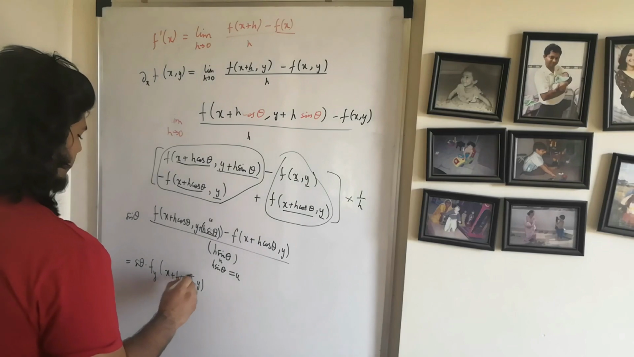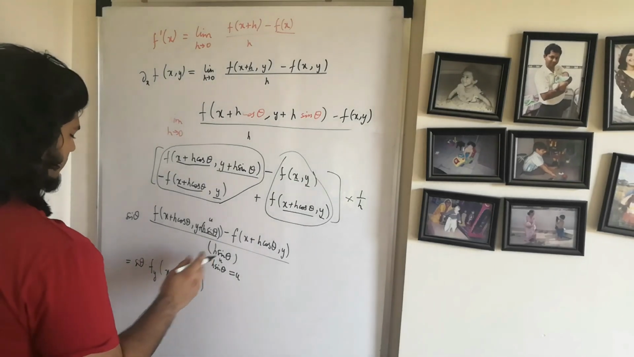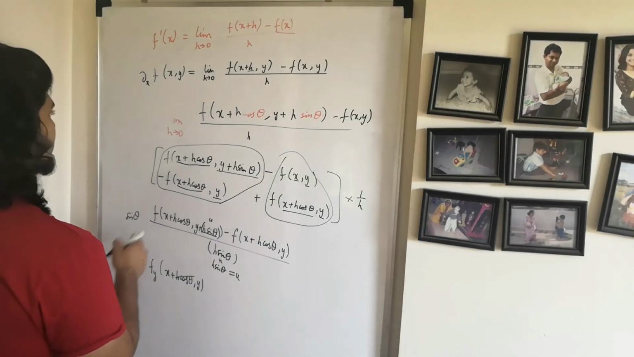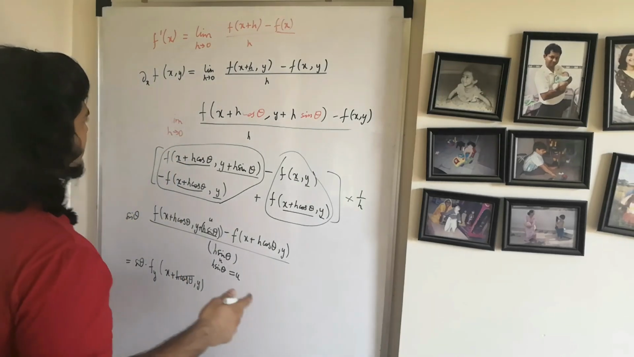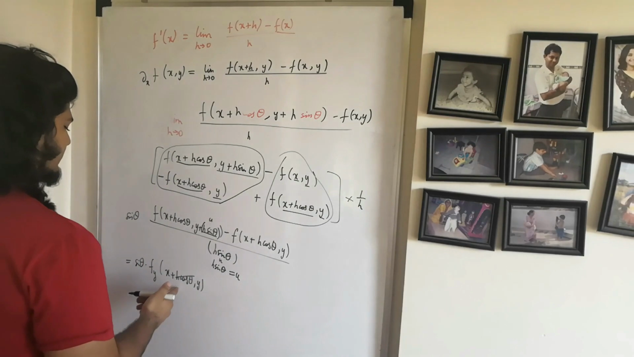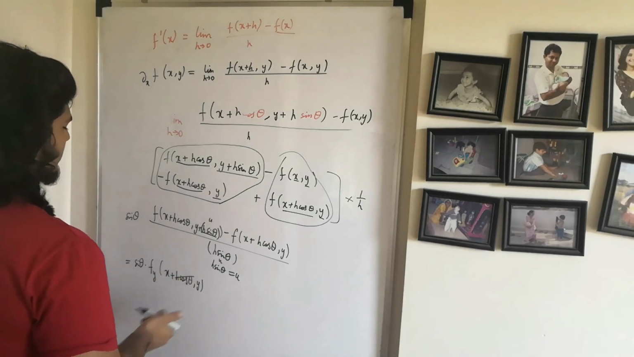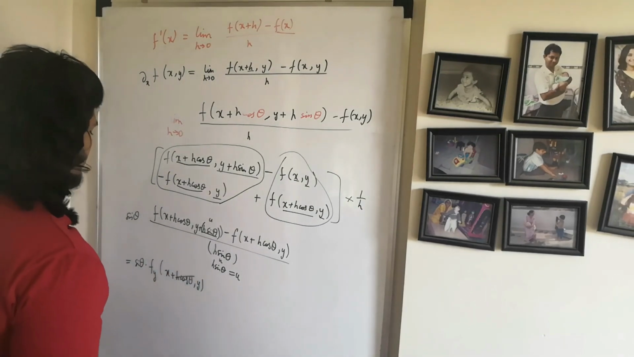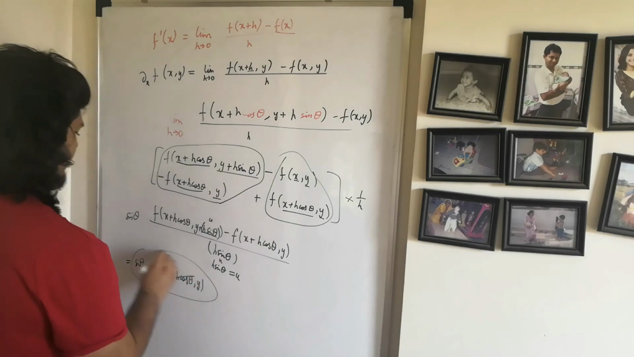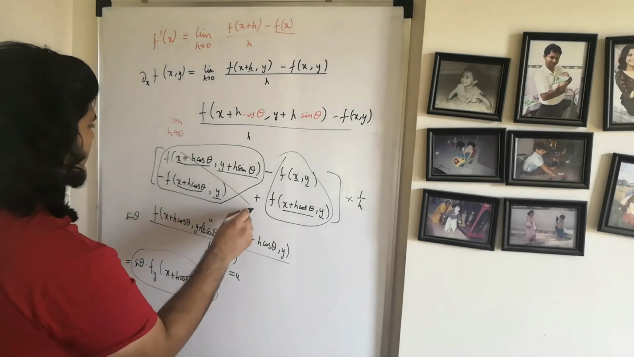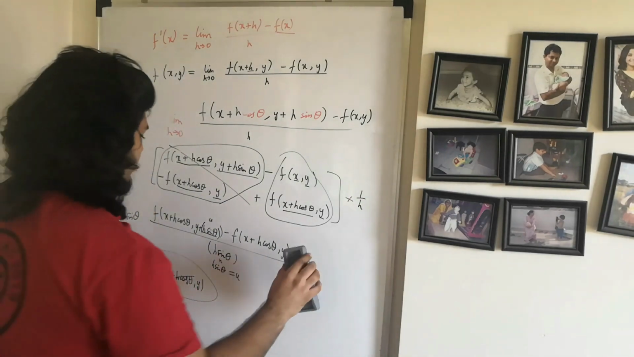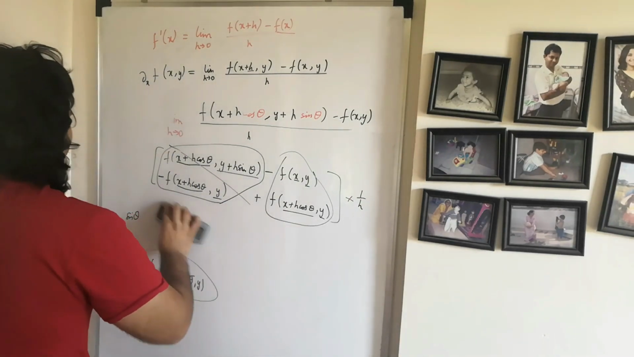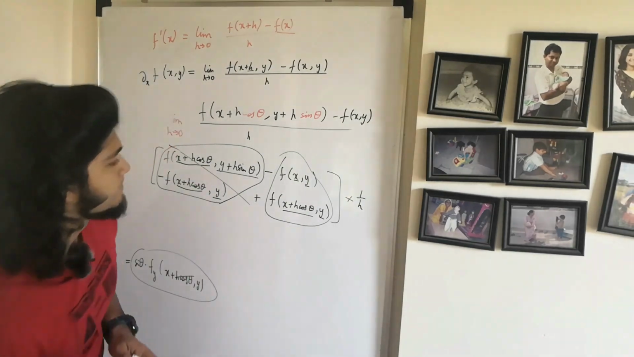And in fact we can ignore this, because as the limit of h goes to 0, and assuming that this function is continuous, we can say that f of x plus h cos theta is nothing but f of x. So this is the first part of our answer. We know how to calculate this. We have found that, and let's do the same thing with this difference.